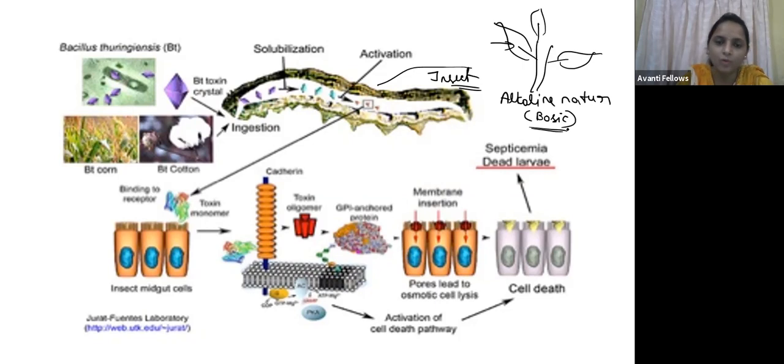So after that, what happened? The activated toxin will move to the gut of this worm. After it moves to the gut, it is going to bind on the receptor present on the epithelial cell, which is present on the midgut. Midgut, remember that, guys. In the exam, they may ask you which part of the gut. So it is bound on the epithelial cell present on the midgut.